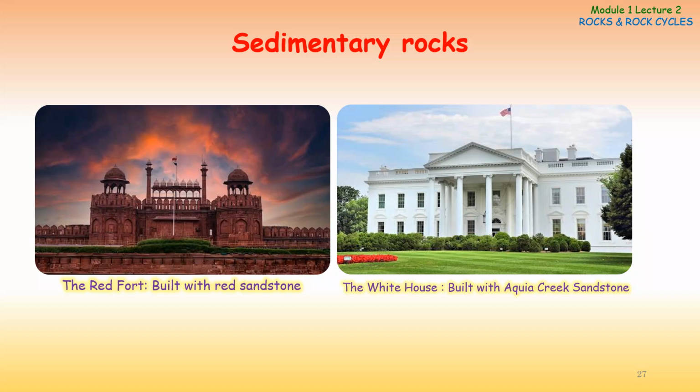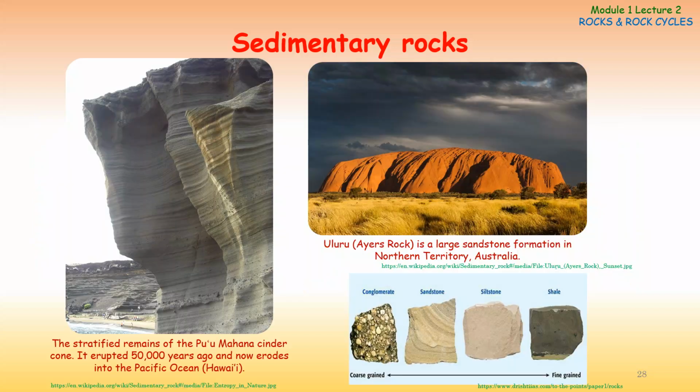Sandstone is a sedimentary rock composed mostly of quartz sand, but it can also contain significant amounts of feldspar and sometimes silt and clay. Sandstone is a versatile and durable building material used in many ways in civil engineering construction. These are some examples of natural sedimentary rocks.